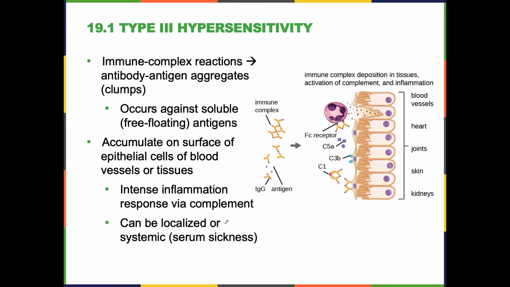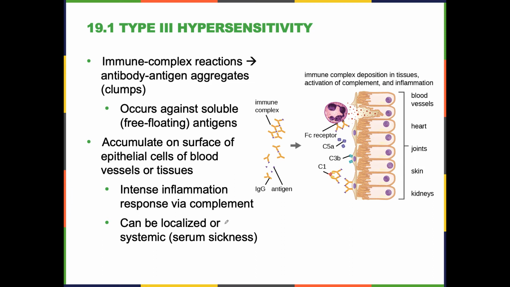Immune complex, right? So type 3 hypersensitivities are immune complex reactions, which are simply aggregates or clumps of antibody and antigen. It binds to soluble antigens, stuff that's free floating, and then sticks to tissues, and then this inflammation response ends up damaging the tissue, right? It can be localized, so typically if it's something like a drug sensitivity, you'll get it at the site of injection, or it can be systemic, and we call that serum sickness because it's just all over your body because it's circulating in the blood.